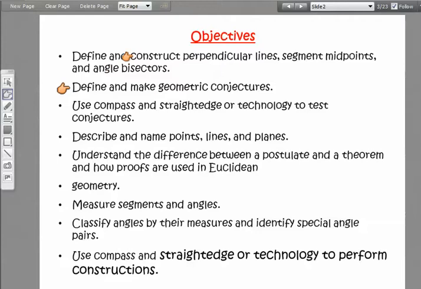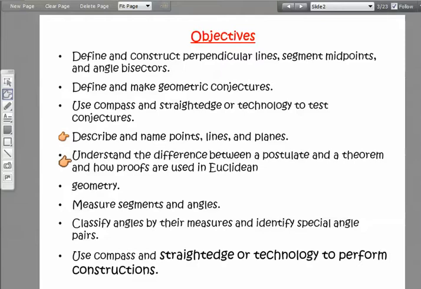You may have to watch some extra videos or just do a lot of practice yourself and follow the instructions in the LMS. You're going to make geometric conjectures, and conjectures may be a new word for you. Use compass and straightedge or technology to test conjectures, and that technology is going to be GeoGebra. Then you should already have that downloaded.